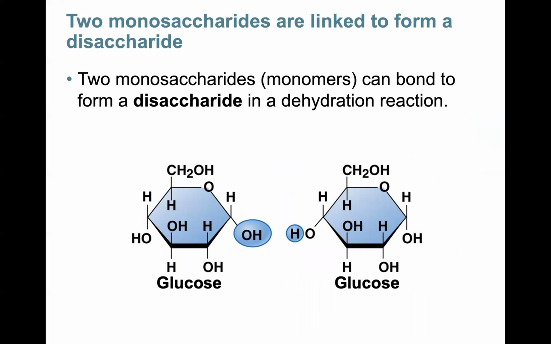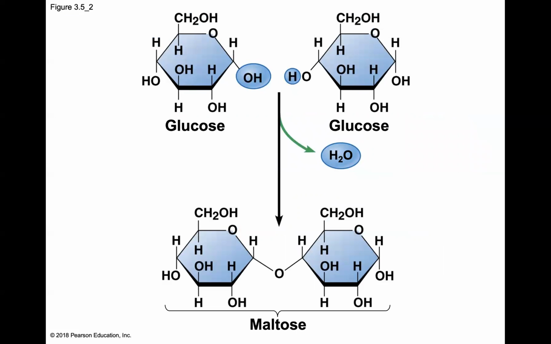Two monosaccharides are linked together to form a disaccharide. Two monomers can bond to form a disaccharide in a dehydration reaction, and we see that water is released here. The bonding of two glucose molecules can yield the disaccharide maltose.